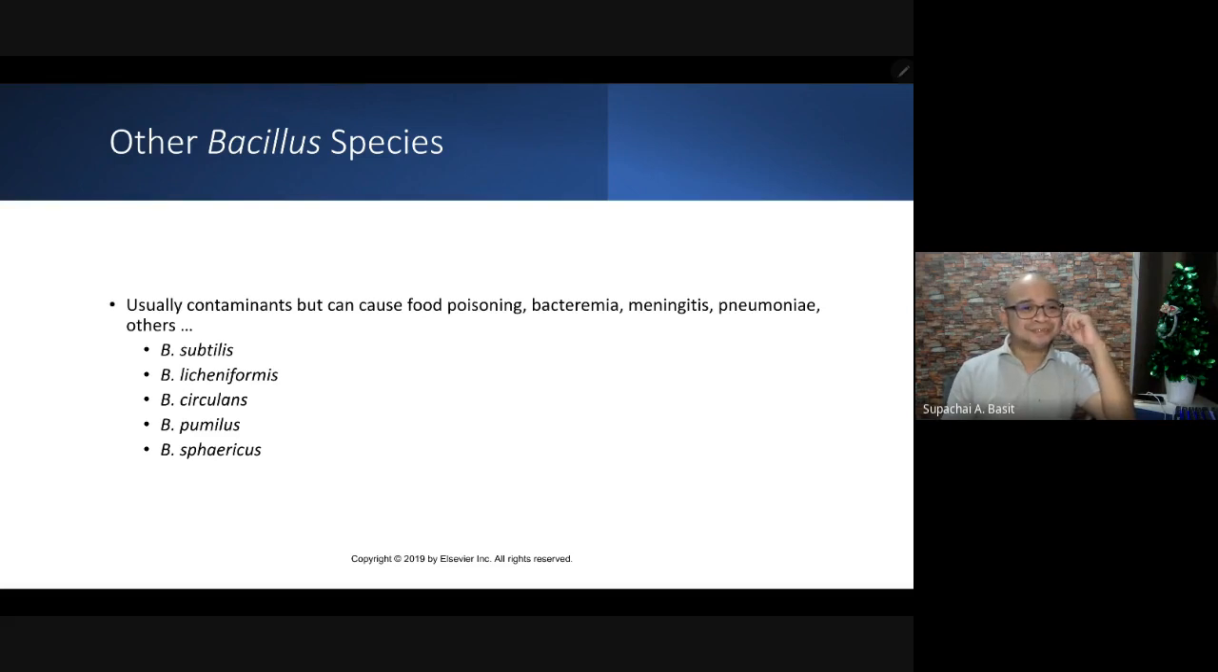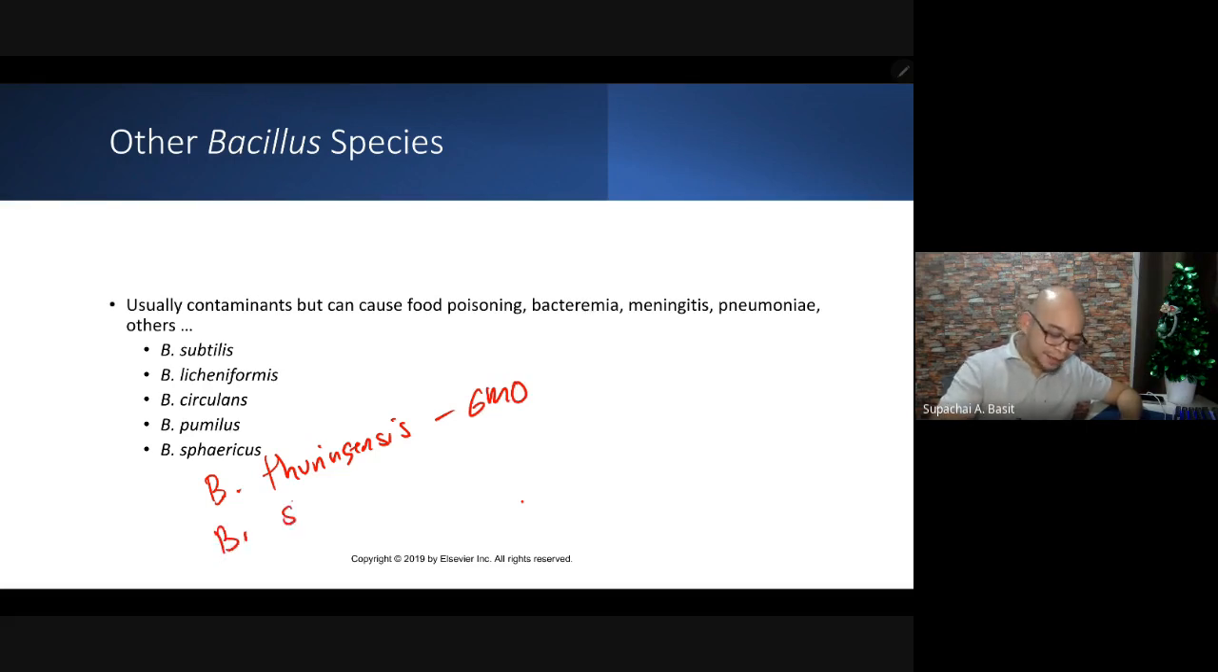And other species of Bacillus include Bacillus subtilis, which is the most common laboratory contaminant, like coagulans, circulans, sphaericus, and baka nalimutan nyo na yung Bacillus thuringiensis. Ito, ginagamit to sa mga genetically modified organisms. And then, baka malimutan niyo yung Bacillus stearothermophilus, yung ginagamit natin na indicator for autoclave. And that ends our aerobic gram-positive bacilli. So thank you very much for listening with me.